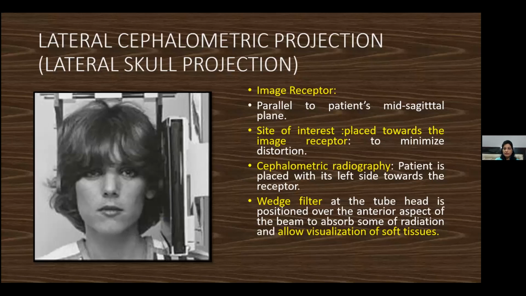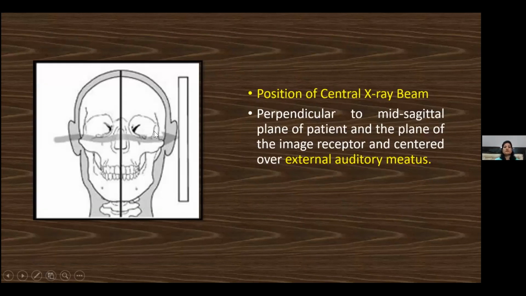Where is the image receptor placed? Second is, where is the central X-ray directed, right? So, position of central X-ray. Now see this image. It has to be perpendicular to the image receptor. This is a rule of radiology that your central X-ray should be perpendicular to the object and the film. So you can see here, the central X-ray is 90 degrees, or perpendicular, to the mid-sagittal plane and to the image receptor, and it is centered over the external auditory meatus. Very simple for lateral ceph.